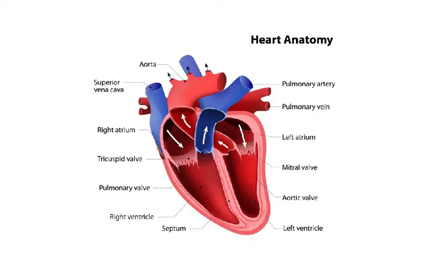So pulmonary arteries carry blood to the lungs, and pulmonary veins bring blood back. So this is a pulmonary vein, and this is also a pulmonary vein.